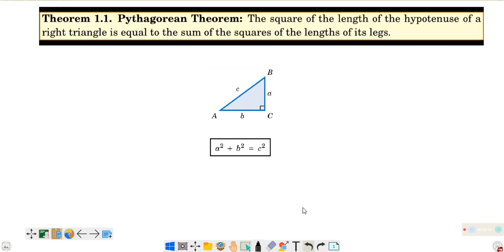So ito yung pinakang building block ng trigonometry. We have the first theorem, the Pythagorean Theorem. It states that the square of the length of the hypotenuse of a right triangle is equal to the sum of the squares of the lengths of its legs. So we have here a right triangle ABC.